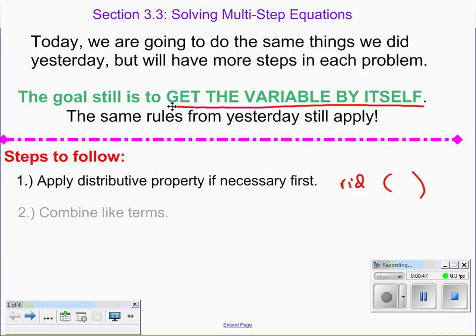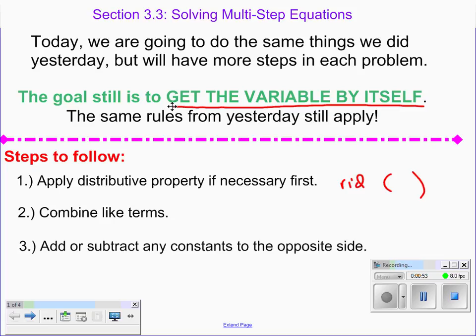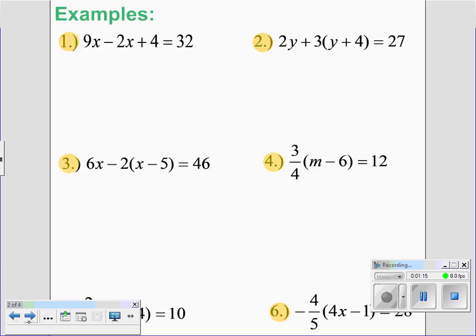Step two, combine like terms. Anything that's common, simplify it, put them together. Step three, add or subtract any constants to the opposite side. So get any numbers out of the way and really try to get the variable term by itself. And then the last thing, multiply or divide to get that by itself. So come back to these 4 steps if you get stuck in a problem. So let's take a look at a couple examples.